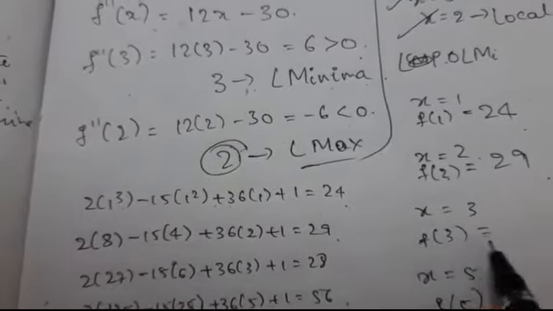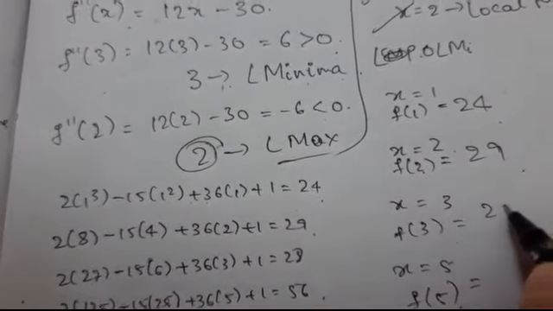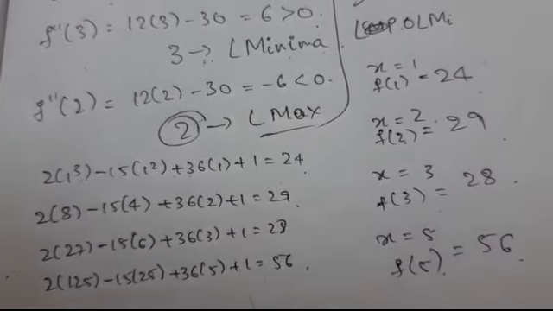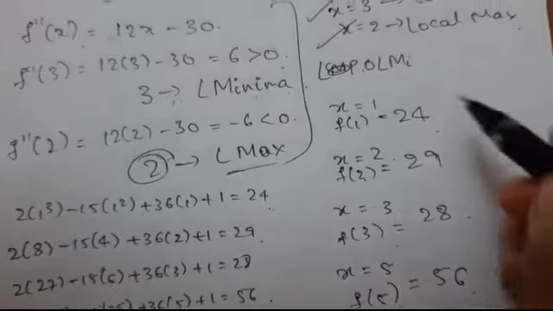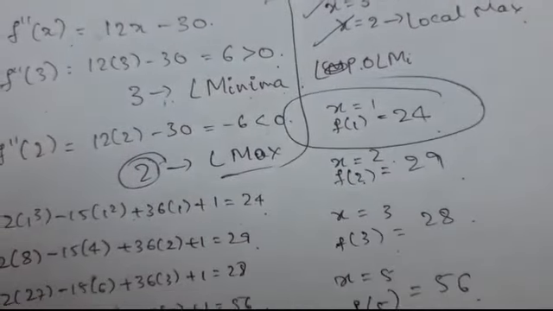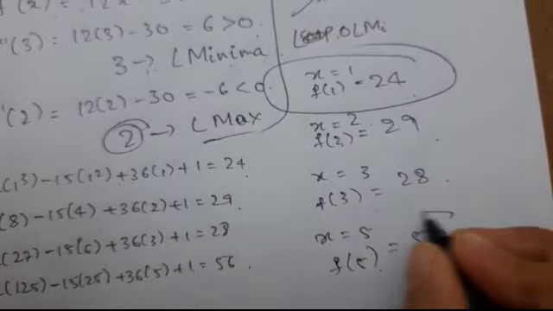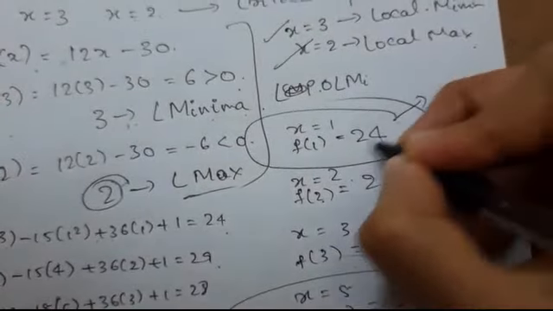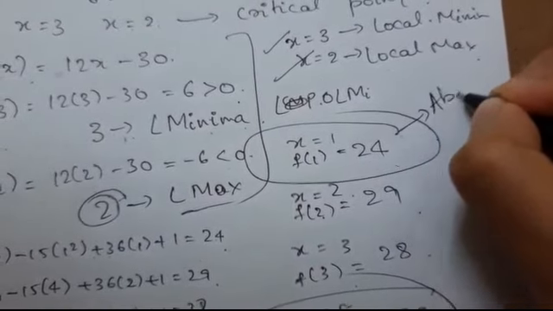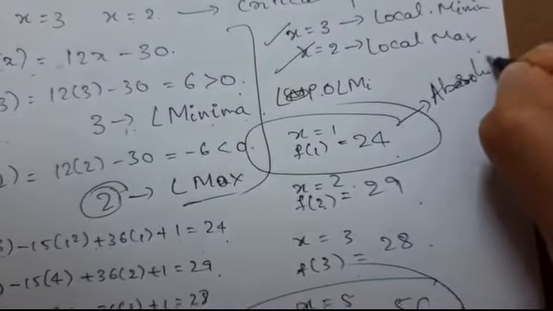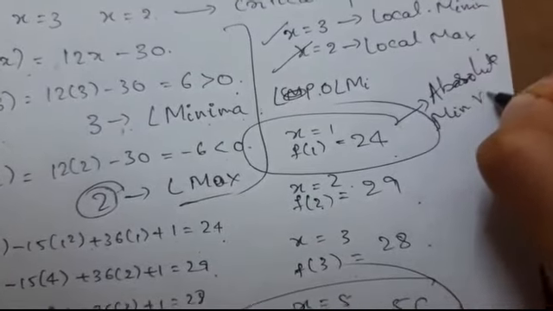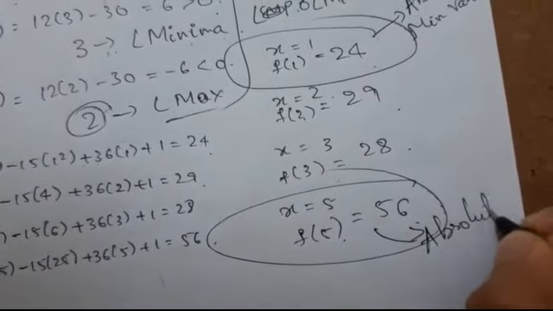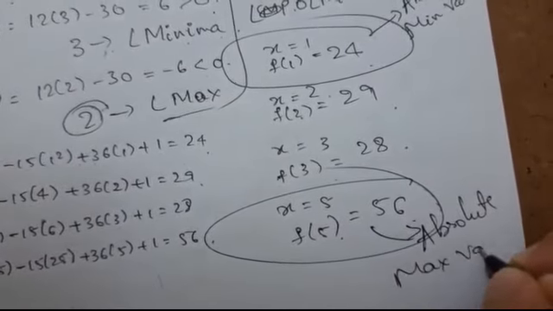Similarly, by inputting x is equal to 3 in the given equation, I am going to get the value 28. Upon inputting x is equal to 5, we are going to get the value 56. So you can see here the minimum value is attained at x is equal to 1, and the maximum value is attained when x is equal to 5. Then f of 1, that is 24, is the absolute minimum value, and this point is the absolute maximum value.